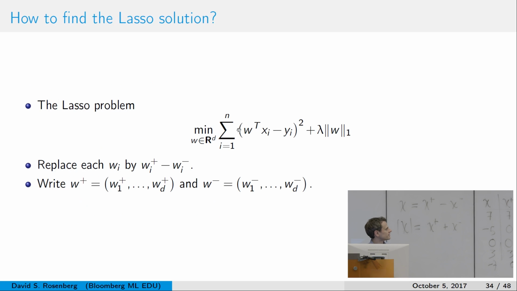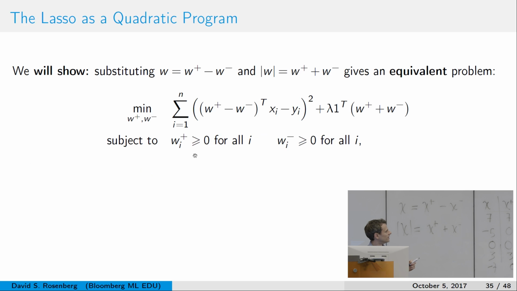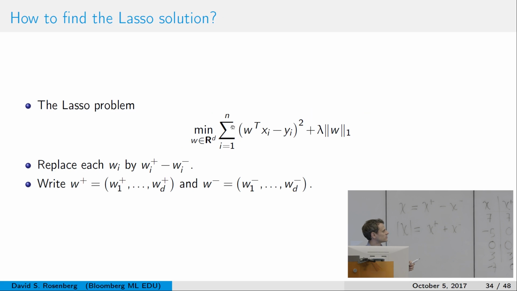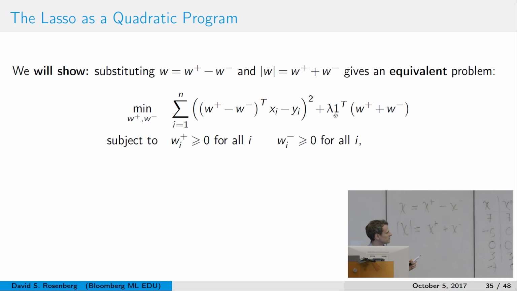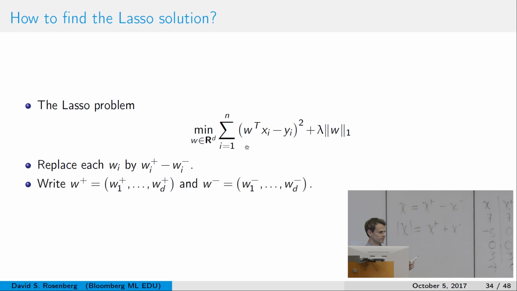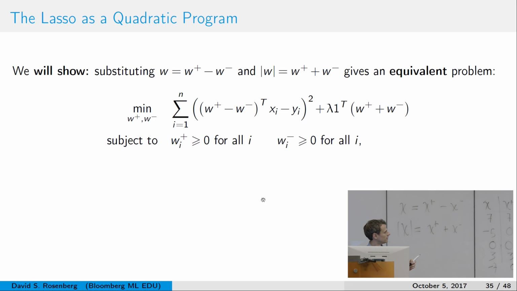So what if we replace every entry? W is a vector. We replace every entry Wi by Wi plus minus Wi minus. So now we can think of it as 2 vectors, a W plus vector and a W minus vector. The W vector we're after is the difference W plus minus W minus. What we're going to show is that if we make that substitution, then this optimization problem is equivalent to the original one.